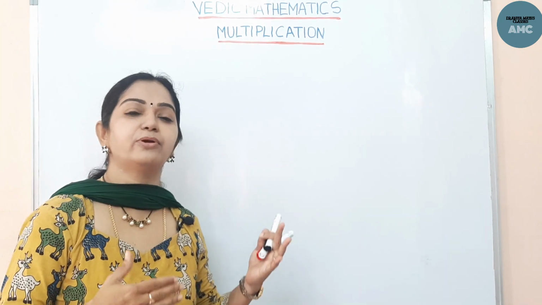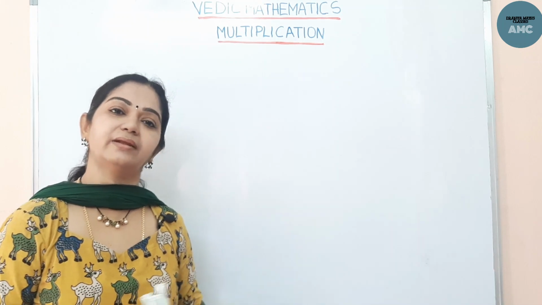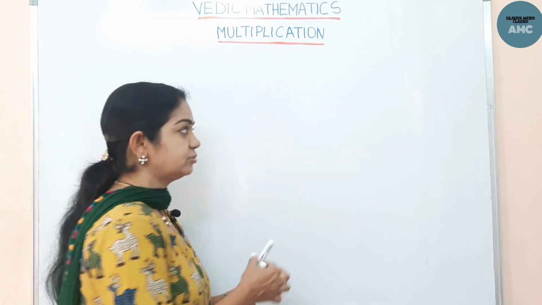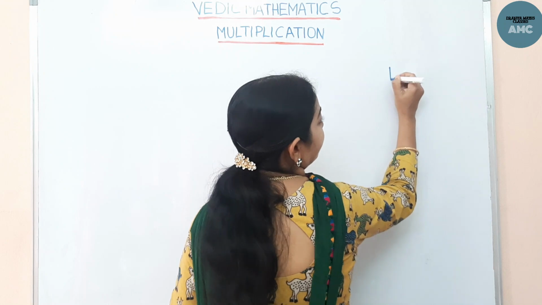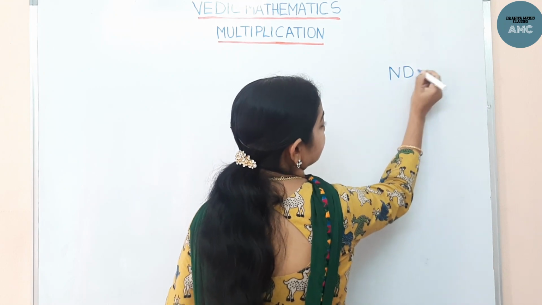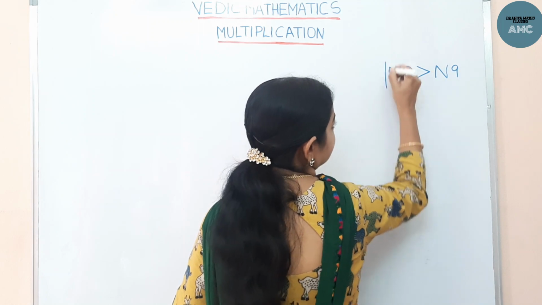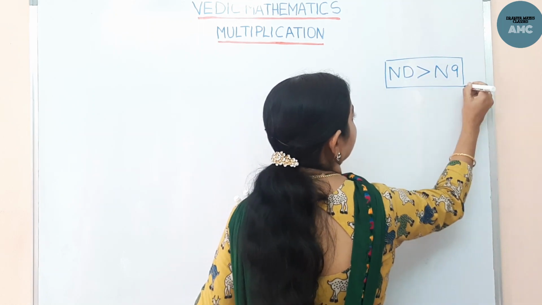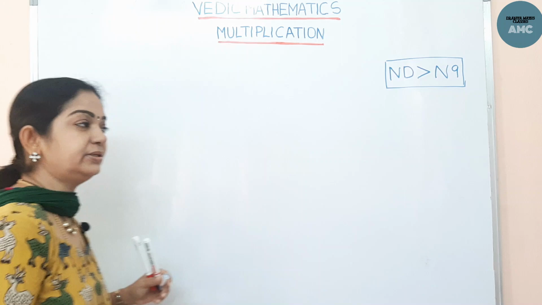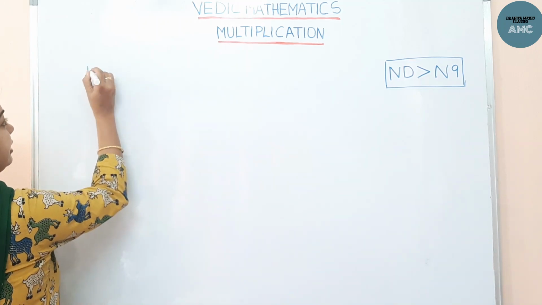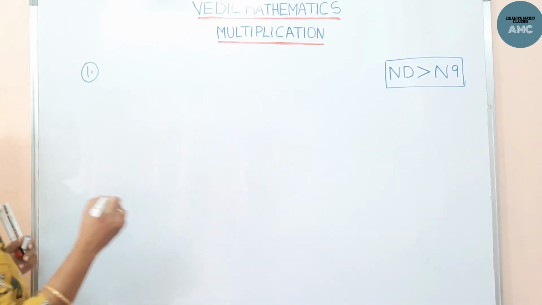Now, if the number of digits is more than the number of 9s, what do we have to do? Here the number of digits is more than the number of 9s. Let's see. These type of numbers, how do we proceed? Let me take an example here. The number of digits is more than the 9s.